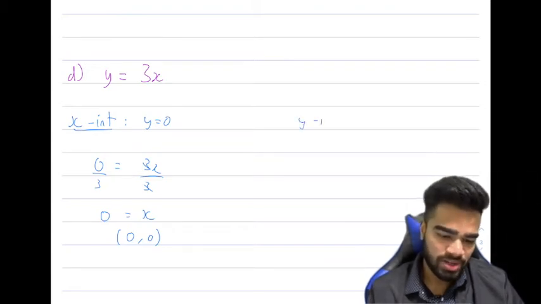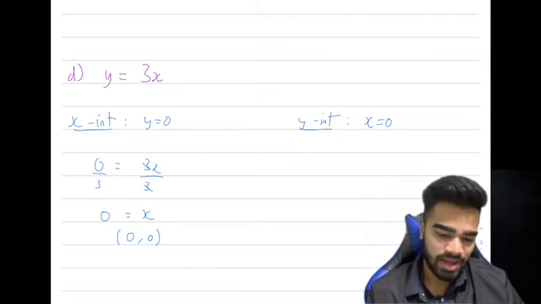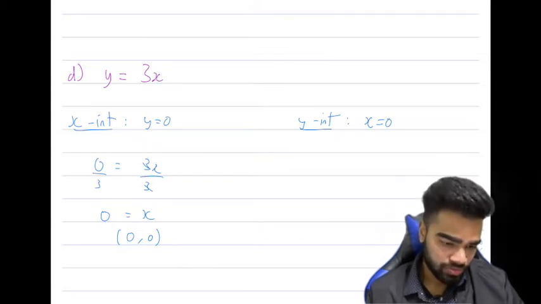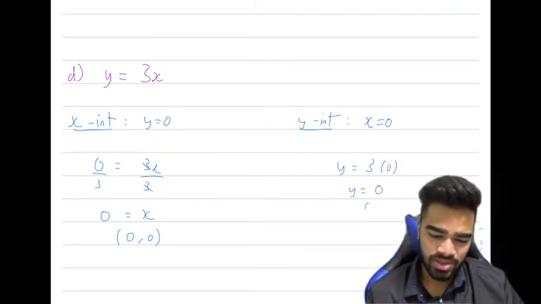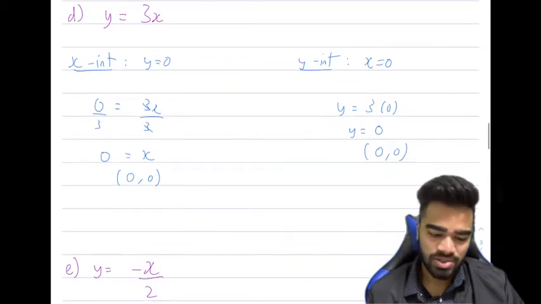Let's see what the y-intercept is. For the y-intercept, make x equal to 0. Right? Make x equal to 0. So let's do it. Y is equal to 3 multiplied by 0. Y is equal to, hang on, it's 0 again. So this coordinate is also 0, 0. It's a bit weird, right?